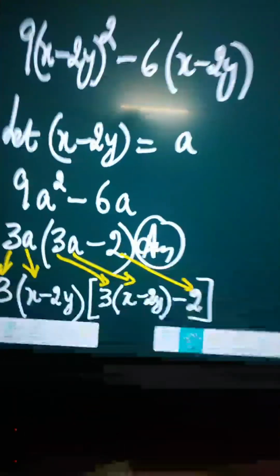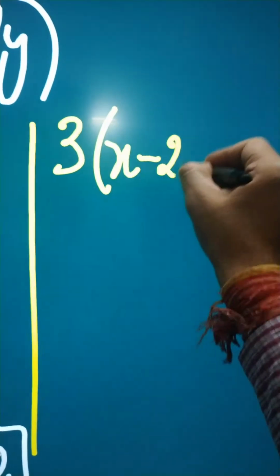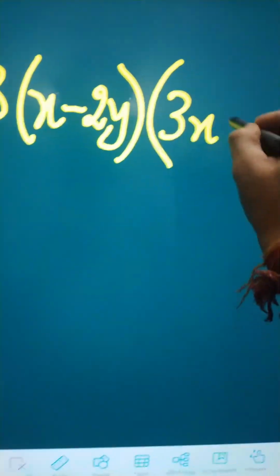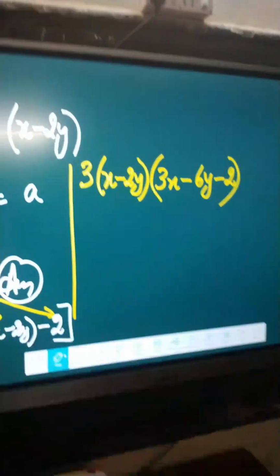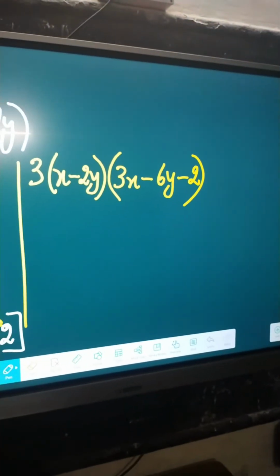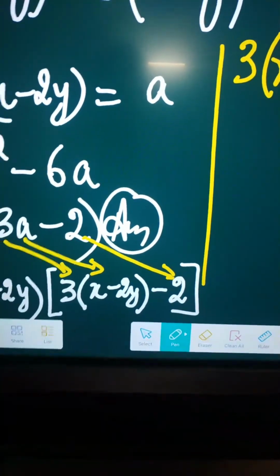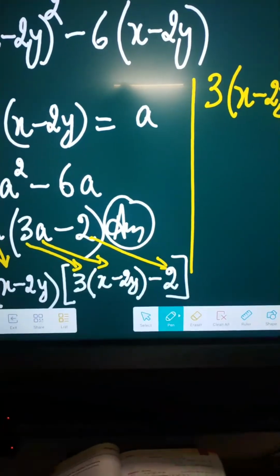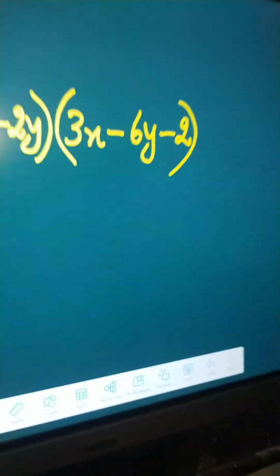So what is the final answer? The final answer is 3 into x minus 2y, and this has to be simplified. This is the answer. In 3 into x minus 2y, there is a bracket inside a bracket that has to be simplified. So 3x minus 2 is 6y. Answer becomes 3x minus 6y. So this is factorization by taking common. You can watch this explanation again to understand.